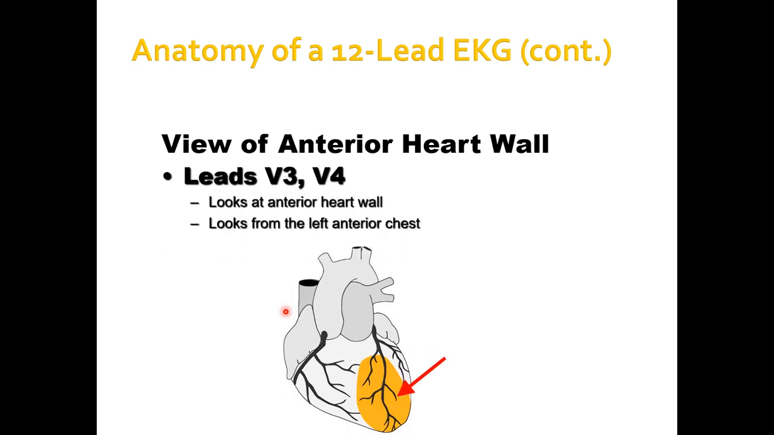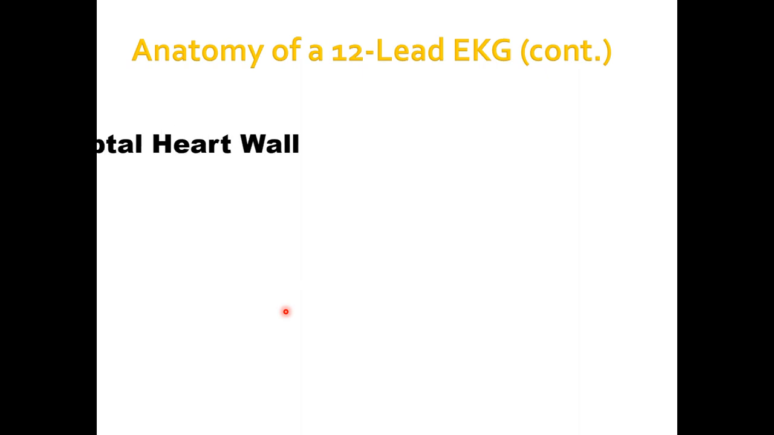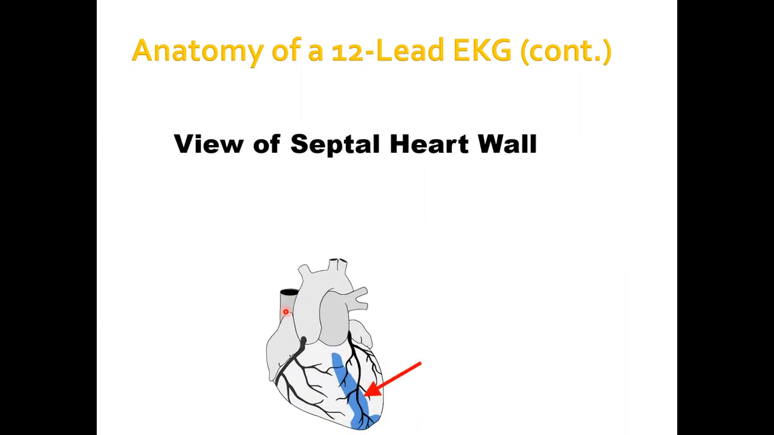So lead V3, V4 is looking at the anterior wall of the heart. Lead V1 and V2 are the septal leads. So these are looking at the septum. So V1, 2, 3 and 4, these are the anteroseptal leads.